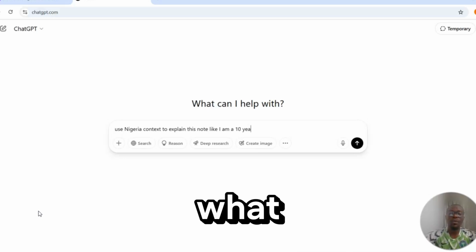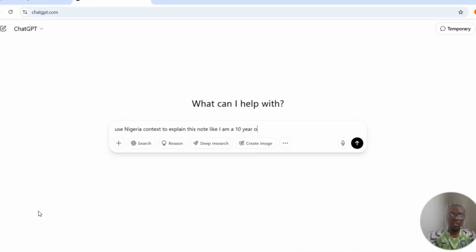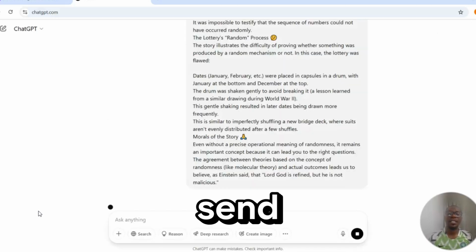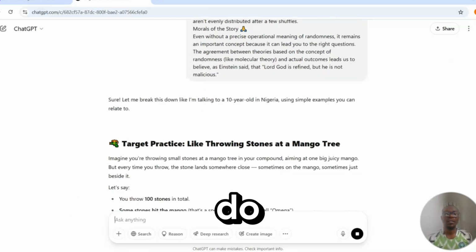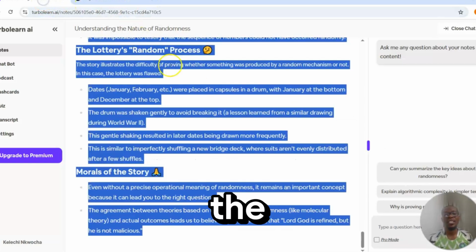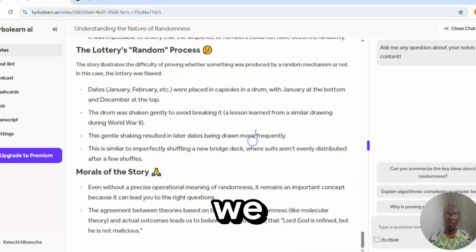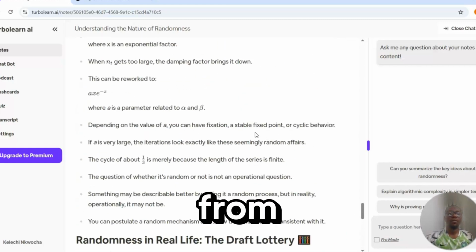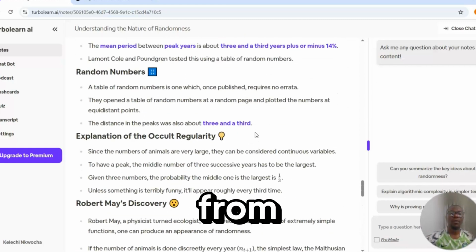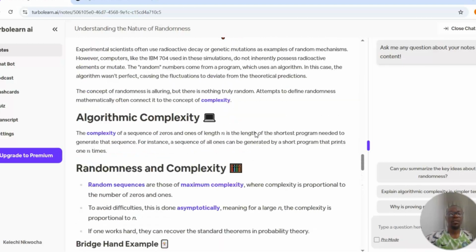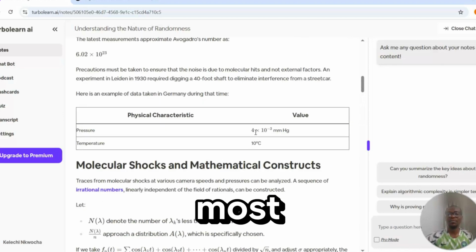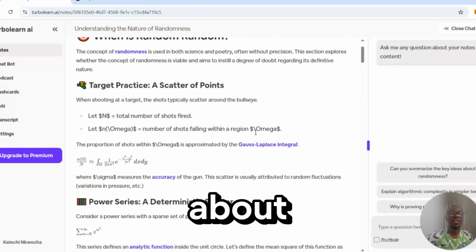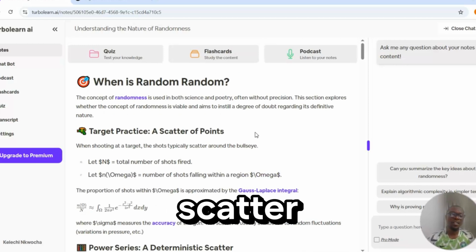Okay, so let's see what it is going to tell me. So I have it here, and then I send. Let's wait for what ChatGPT will do. All right, so now imagine this. This is the exact note we got from our link, from the audio. So imagine when I was reading it aloud, I don't think most of us understood exactly what they were talking about. Okay, so target practice is scatter points.